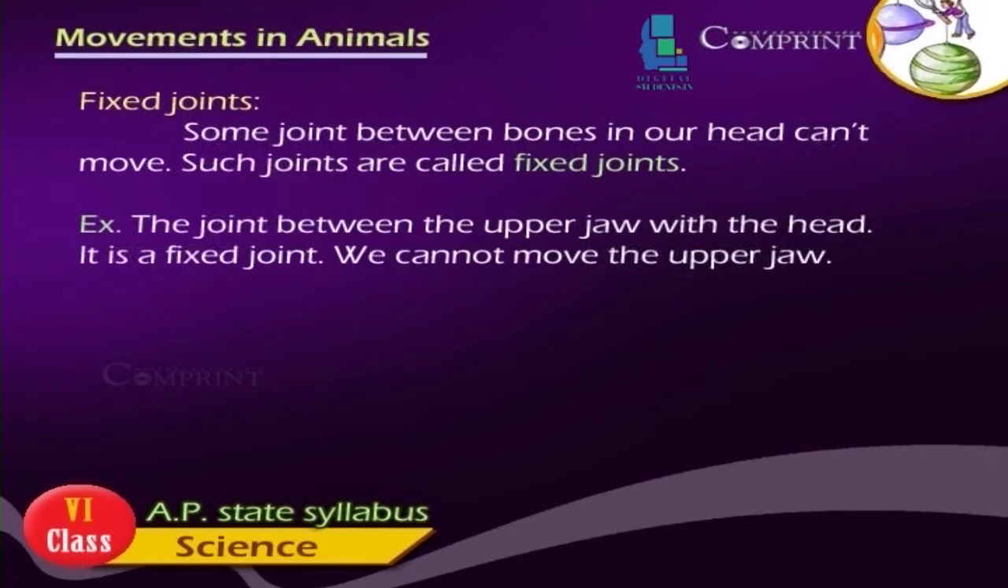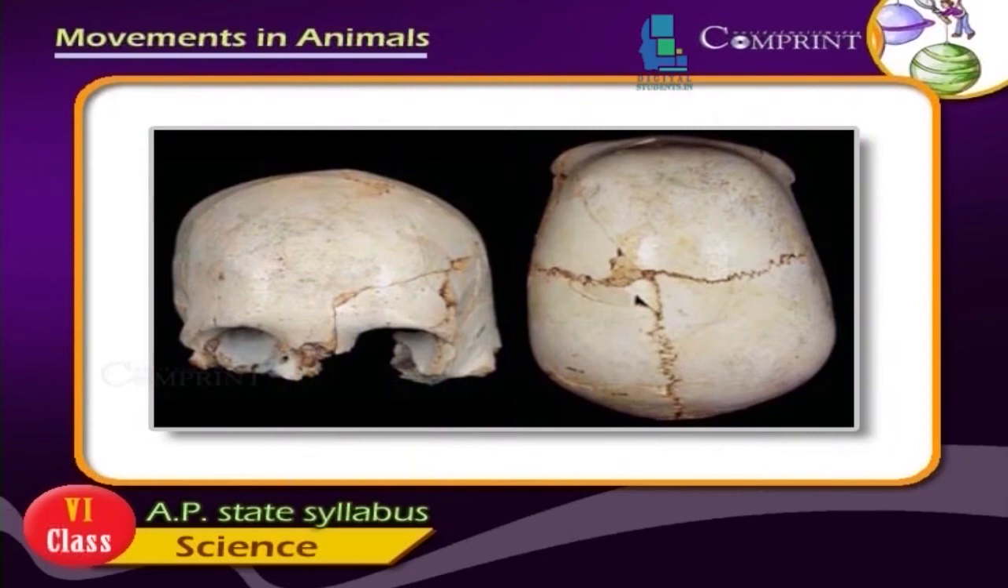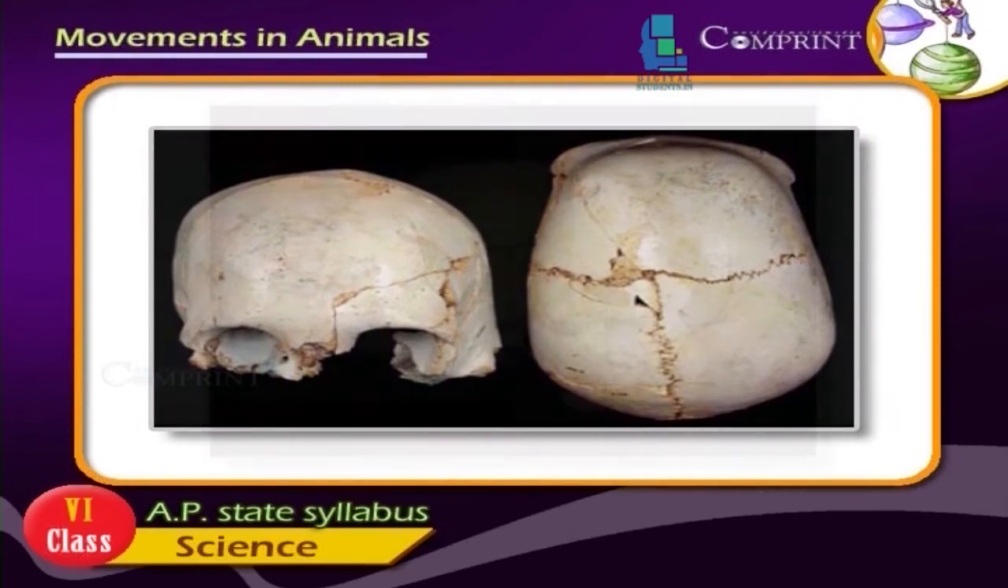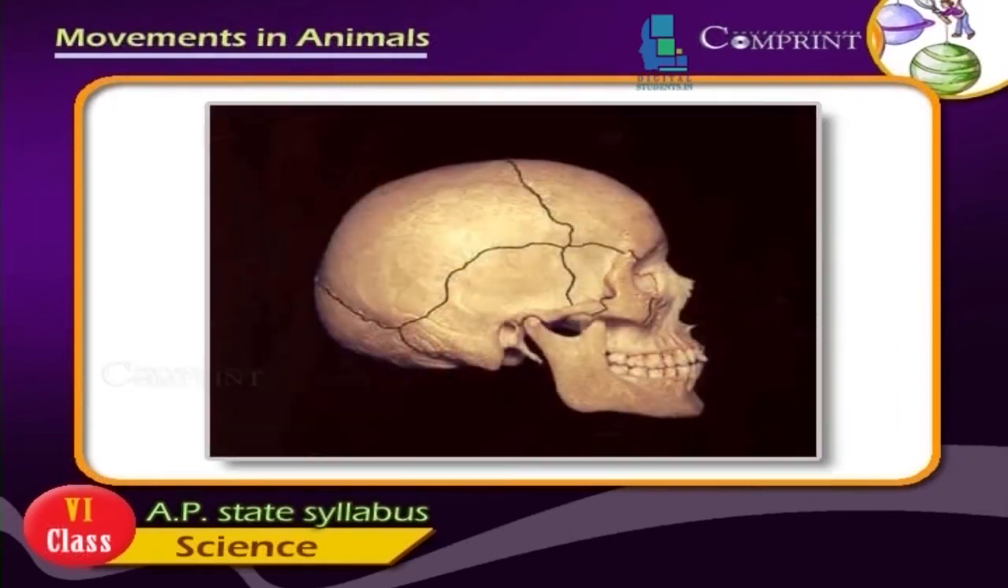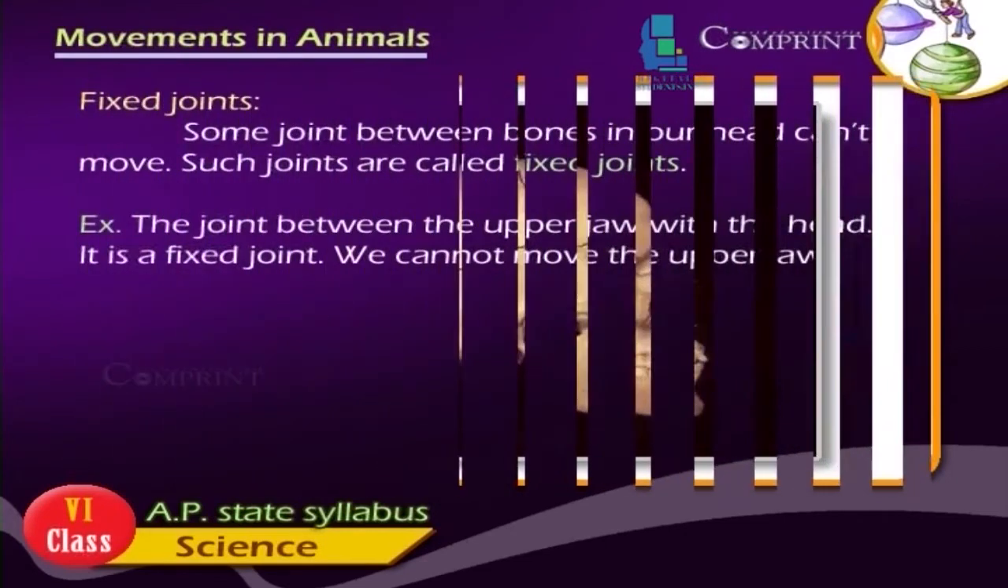Fixed joints. Some joints between bones in our head can't move. Such joints are called fixed joints. For example, the joint between the upper jaw and the head is a fixed joint. We cannot move the upper jaw.